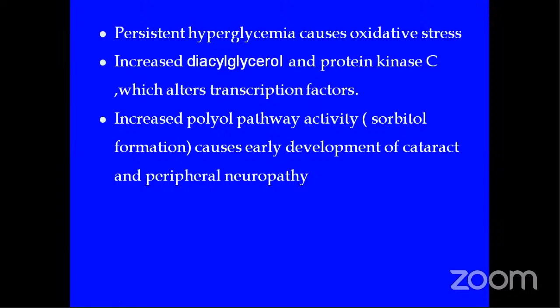Hyperglycemia causes oxidative stress. പിന്നെന്തുണ്ടാവും? Then polyol pathway is activated. പോളിയോൾ പാത്വേ ആക്ടിവേറ്റ് ചെയ്യുമ്പോൾ ഗ്ലൂക്കോസിന്റെ റെഡ്യൂസ്ഡ് ഫോം ഏതാ? സോർബിറ്റോൾ. സോർബിറ്റോൾ ലെൻസിന്റെ ഉള്ളിൽ കയറി കിടക്കും. അപ്പൊ the osmolarity is increased. So this leads to flow of water into the cell. This leads to the early development of cataract. So that is the increased polyol pathway activity.